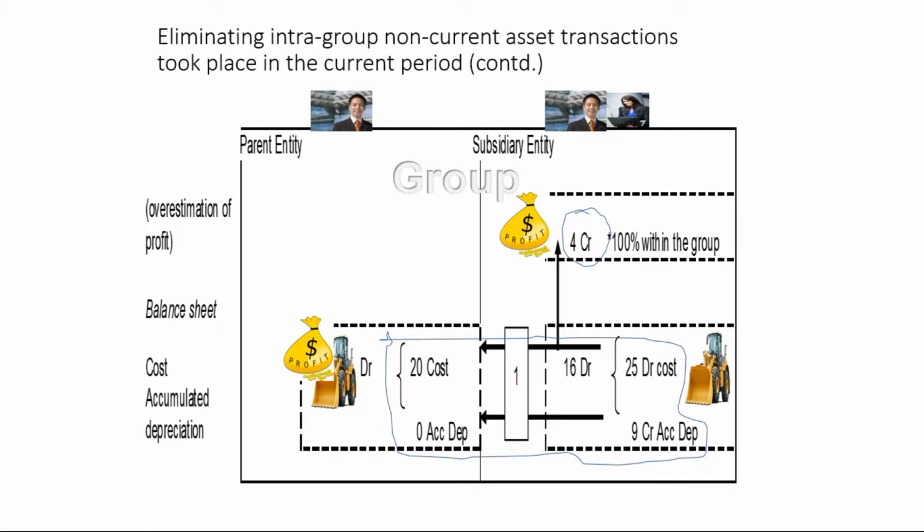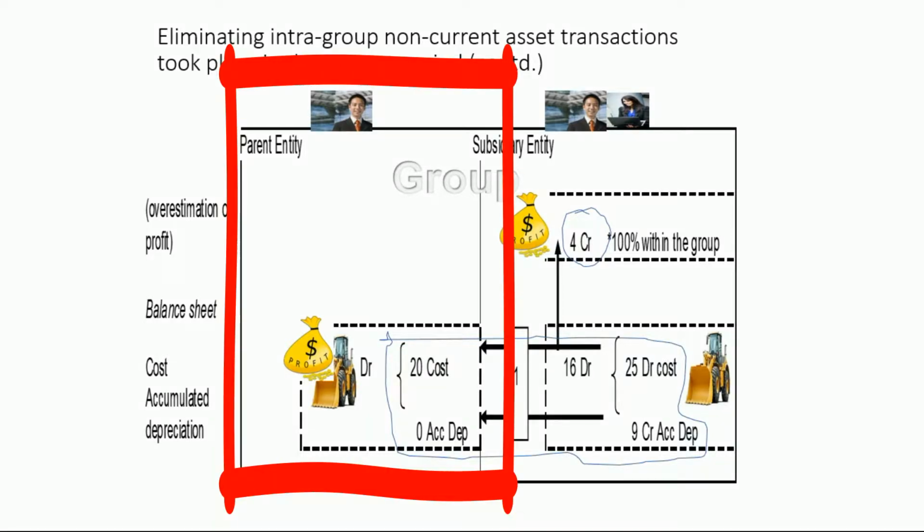At the time of the receipt of the asset, the parent has recorded the cost of the asset as 20 million, and the accumulated depreciation there, at the time of the receipt of the asset and recording it, is 0 for the parent.